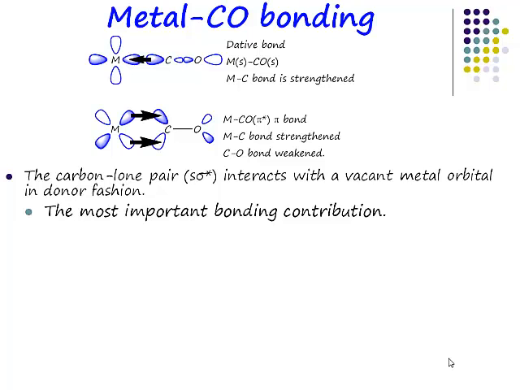So we must have our carbonyl ligand coming in, or at least this one, there'll be 6 of them. This one is coming along either the x or the y-axis. So we have a lone pair donated into an unoccupied orbital on the transition metal center.